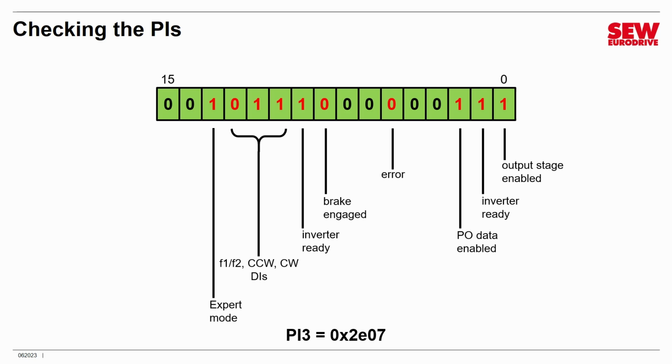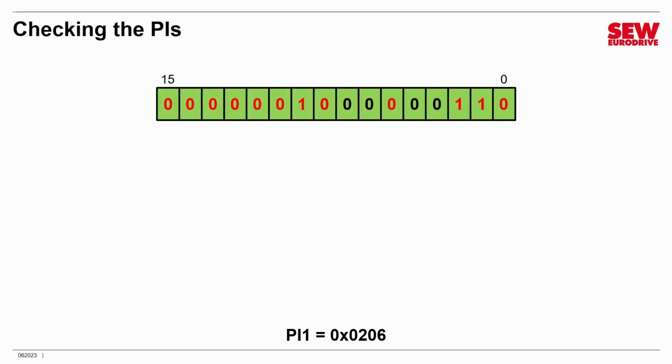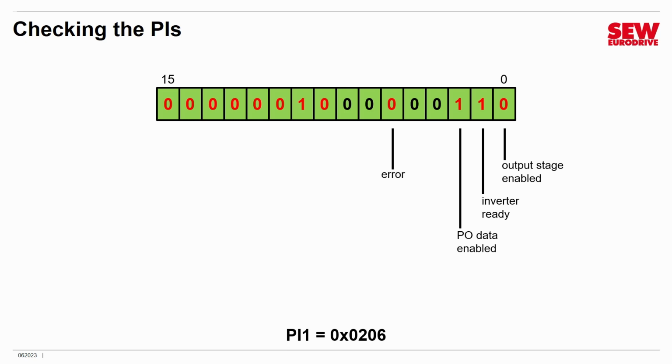All right, now let's look at the PIs that we got back when we stopped the MOVIMOT. PI1, when we stopped the MOVIMOT, gave us a hexadecimal 0206, which in binary looks like this. The output stage is no longer enabled. That makes sense since the MOVIMOT is stopped. However, the inverter is still ready, and the PO data enabled is still true. We don't have an error here, so that means this is a status code. If we convert it to decimal, it comes out as 2, and the manual tells us that just means the MOVIMOT is not enabled.